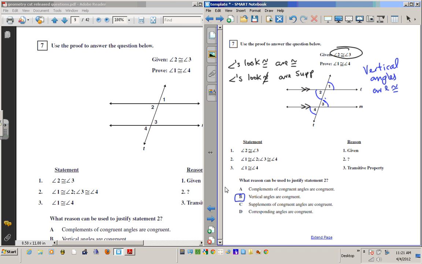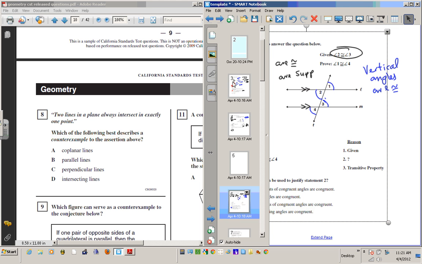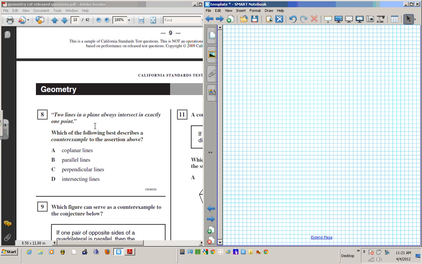Alright, let's move along to question 8. In question 8, we're told that two lines in a plane always intersect in exactly one point. Which of the following describes a counterexample for the assertion above? Okay, so counterexample basically means that P implies Q is the original statement. A counterexample is when you have P implies not Q. So this is an example of a counterexample.